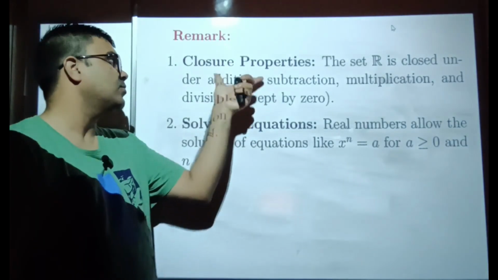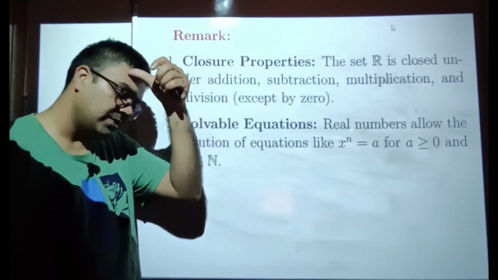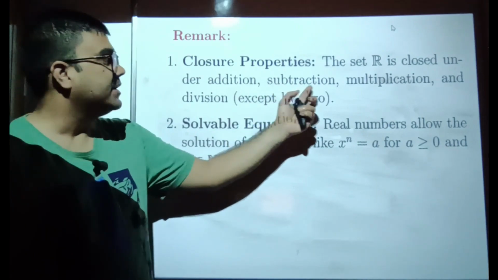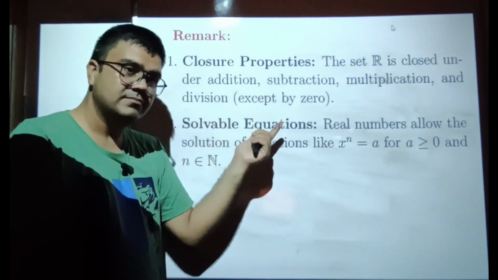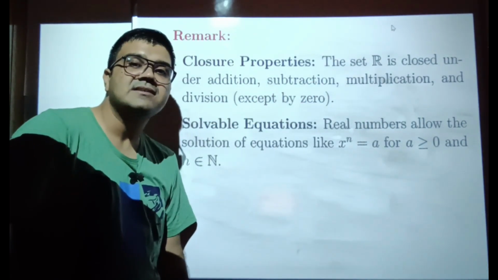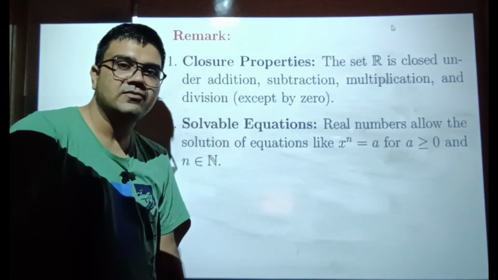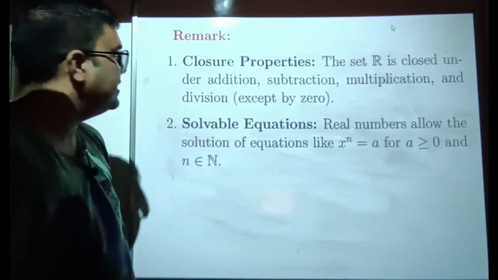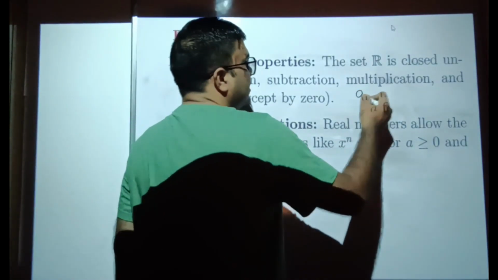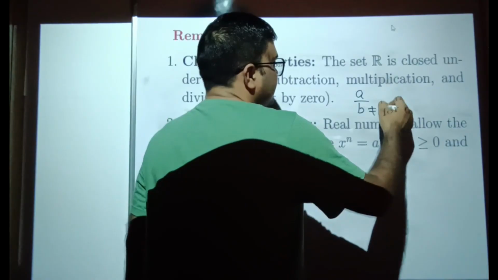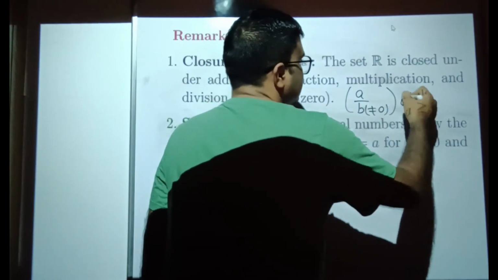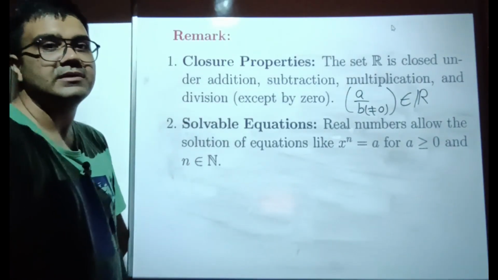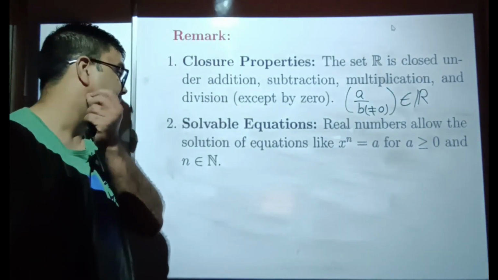Again, if we list the properties over here, we are talking about the closure property. The real numbers are closed under addition, subtraction, multiplication, and division, except for division by the number 0. So if we add, subtract, or multiply two real numbers, the answer is a real number. If we divide two real numbers, a divided by b, b should not be equal to 0. The answer we obtain will be a real number.